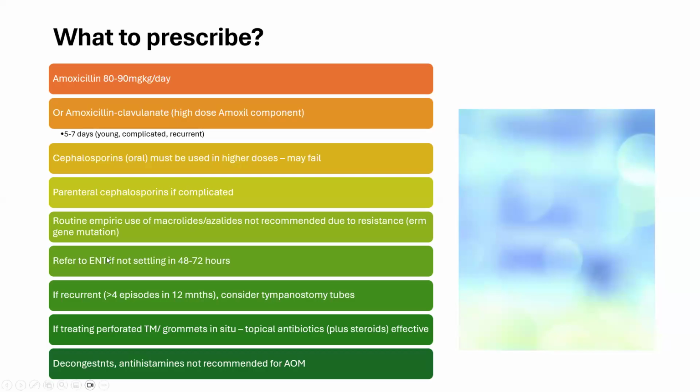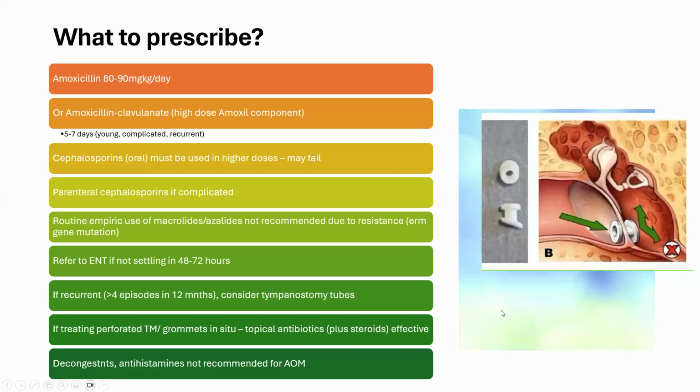Refer to an ENT if they're not settling within 2 to 3 days. Grommets: consider referring for tympanostomy tubes if they've had more than 4 confirmed episodes in a year. And it's important to know that if you see a tympanic membrane that has grommets or has perforated and there's pus coming out, you can give topical antibiotics, possibly with steroids if they have grommets in situ. Decongestants and antihistamines are not recommended.